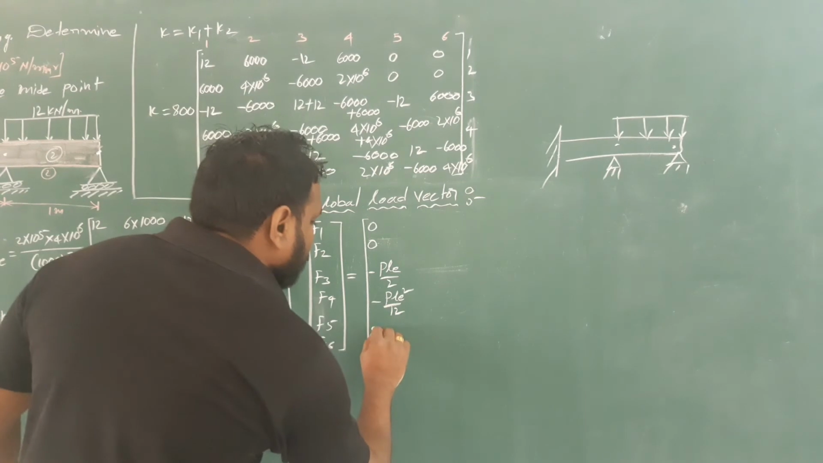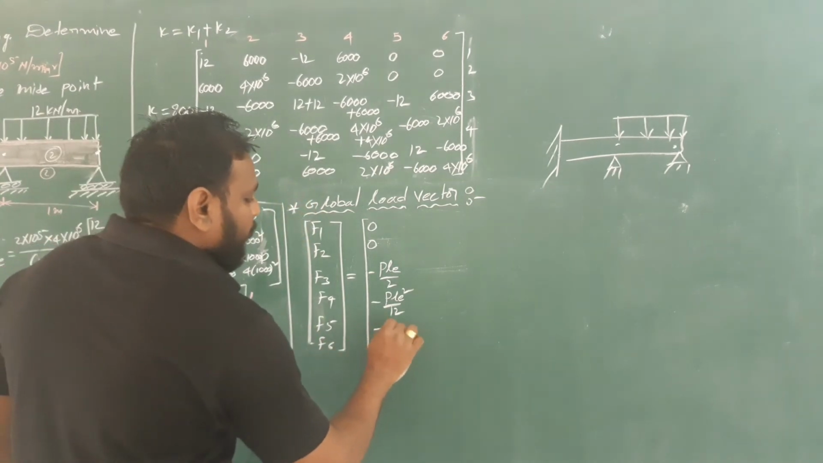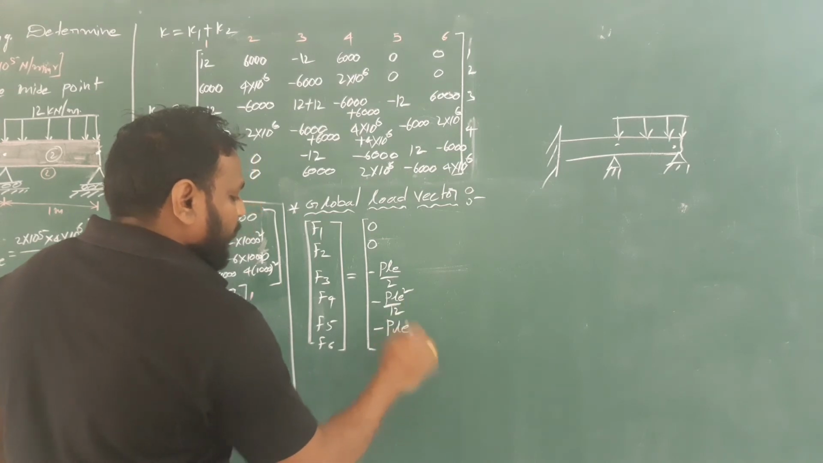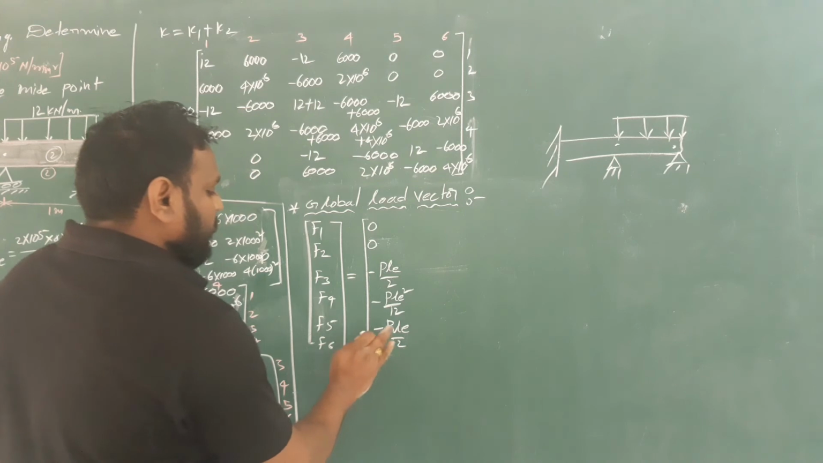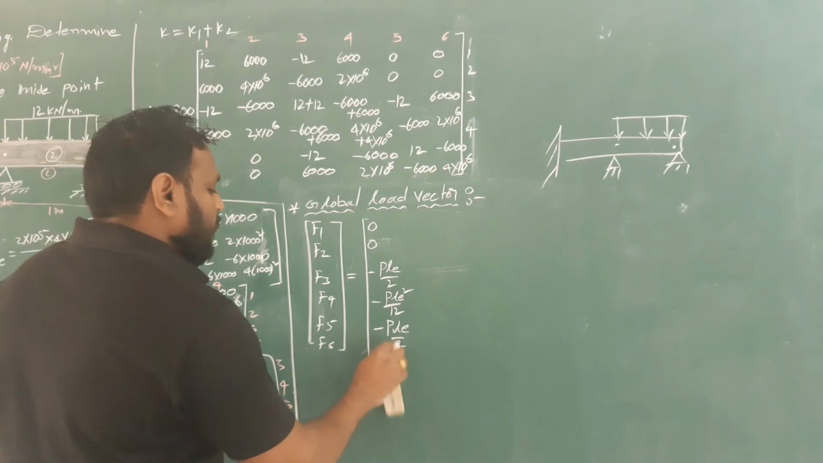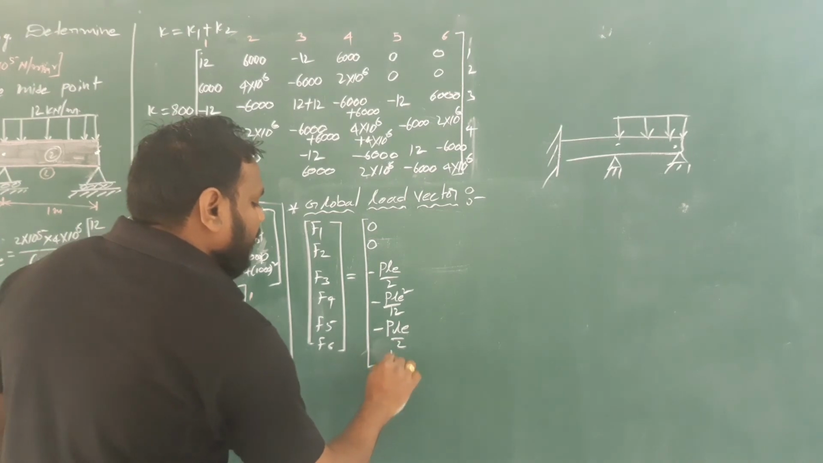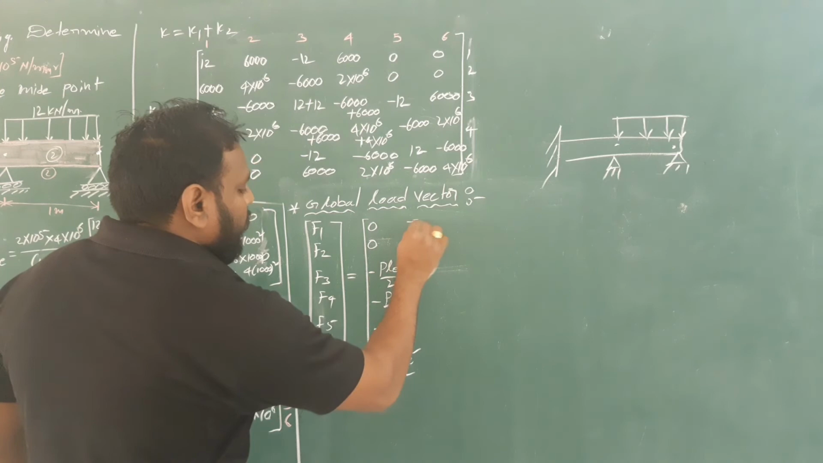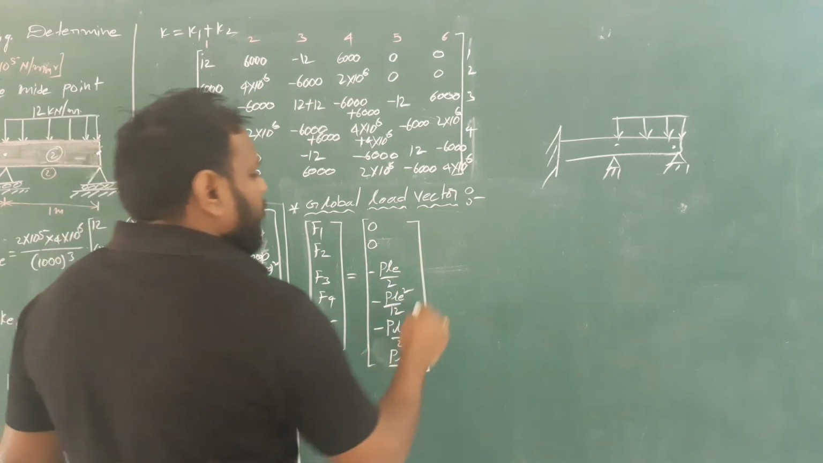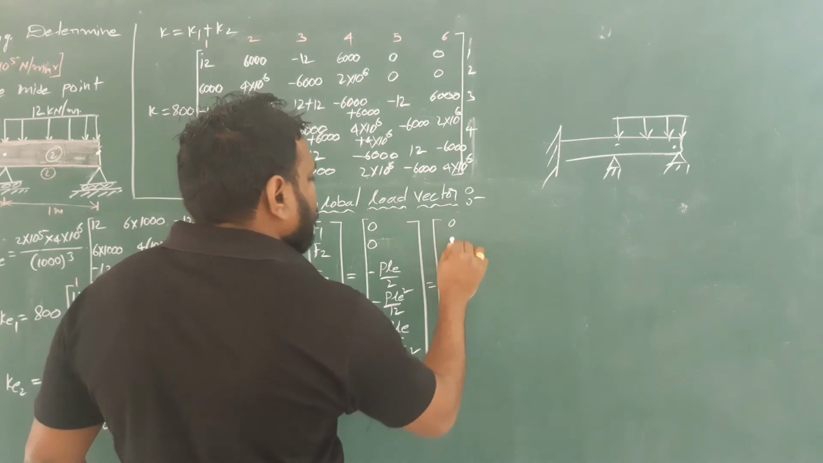Then F5 is plus PLE by 2, and F6 is plus PLE square by 12. These are the force vectors for a beam element. Now find it: 0, 0.